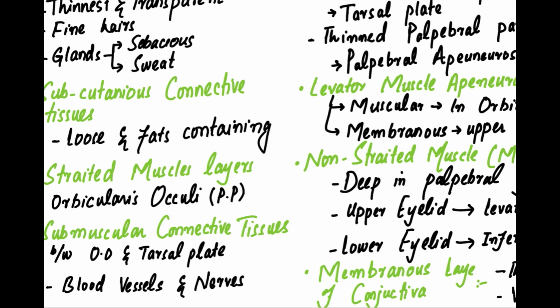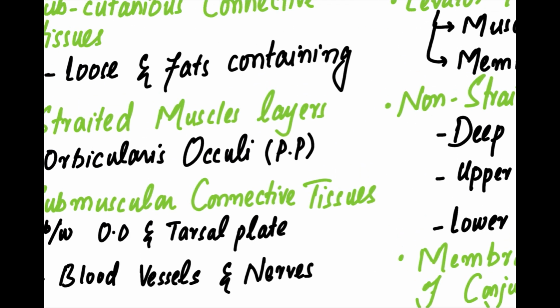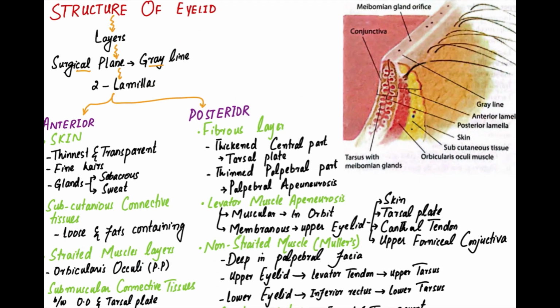Now, the orbicularis oculi contains two parts. One is the orbital part, which is inside the orbital rim, and one is the palpebral part, which is in the eyelid. So here will be the palpebral part, and the submuscular connective tissue is between this orbicularis oculi muscle and the tarsal plate. So these are called submuscular connective tissues, and they contain blood vessels and nerves here. Now come to the posterior lamella.